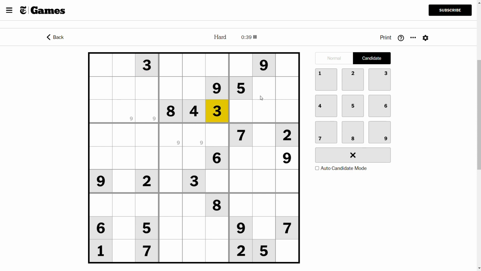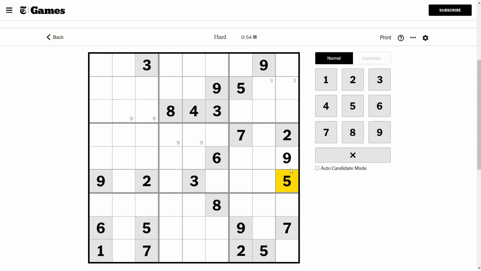Alright, so these 3s point right. Then, alright, so actually, yeah, I'll do this first. The 5s, this 5 is placed here, and then these 5s mean that 5 go in one of these two. And then, so this 5 points left.